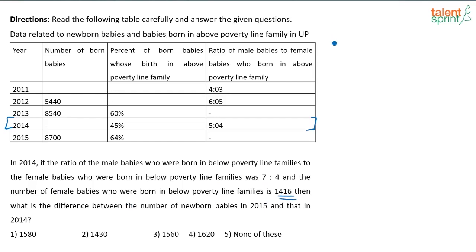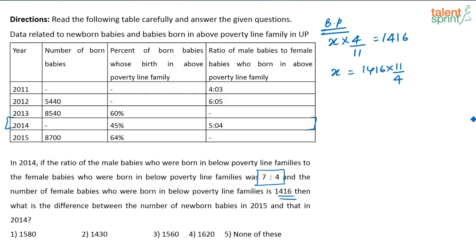So first, say that totally there are X children who are born below poverty line, right? Out of this X children, how many female children are there? See, male to female below poverty line is in the ratio 7:4, or I can say 4 by 11th of this is female. 7:4 means if the total is 11, 4 by 11 is female, and this I know is 1416. So there are 1416 into 11 by 4 children who are below poverty line.